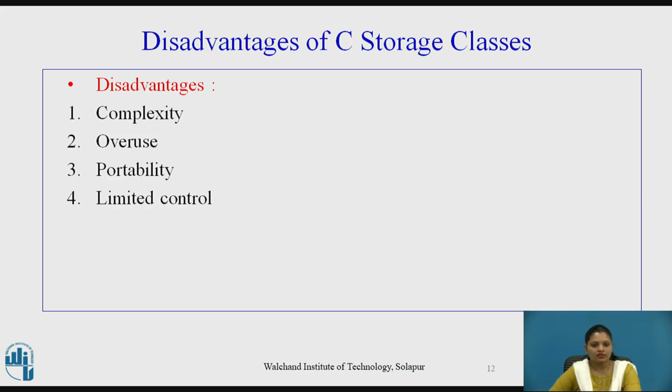The fourth disadvantage is limited control. The storage classes provide limited control over memory allocation and deallocation compared to dynamic memory allocation using functions like malloc, calloc and free. These are the disadvantages of storage classes in C.